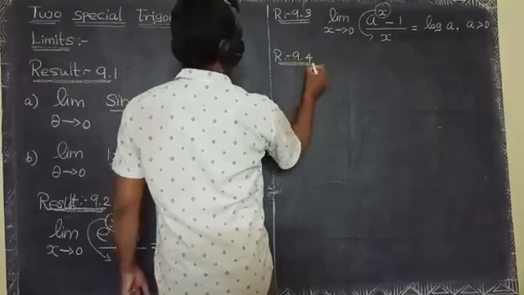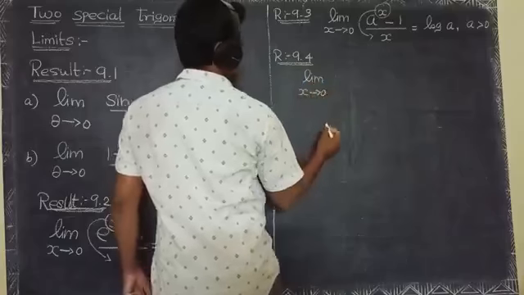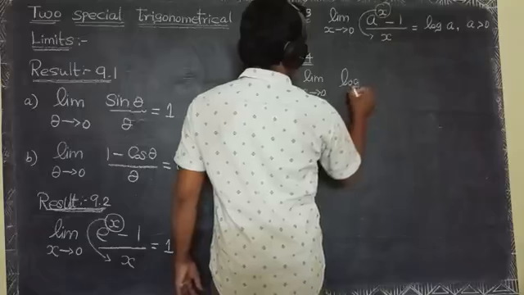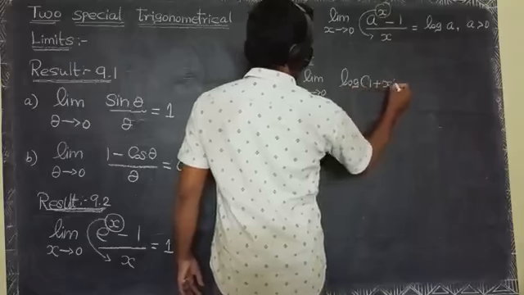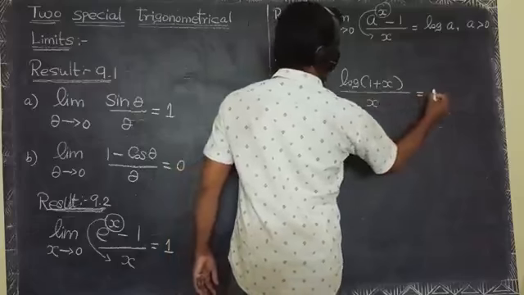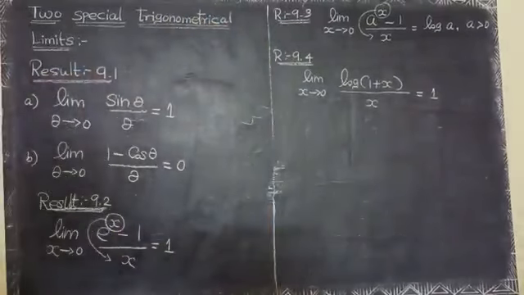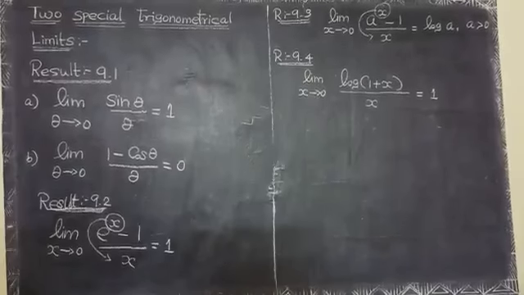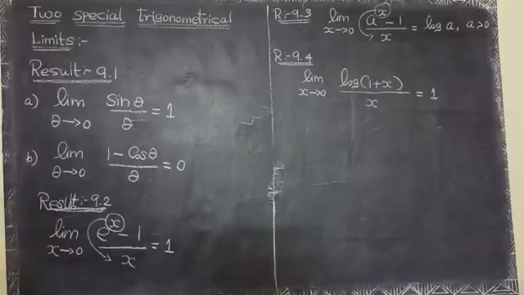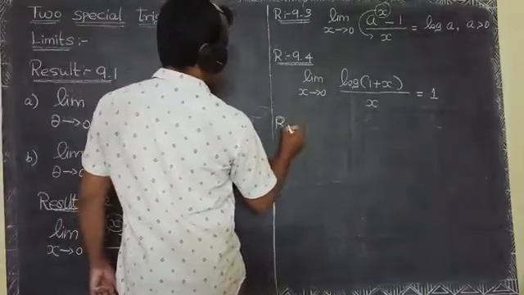Result 9.4: limit x approaches 0 of log of 1 plus x divided by x is equal to 1. The next one, result 9.5.